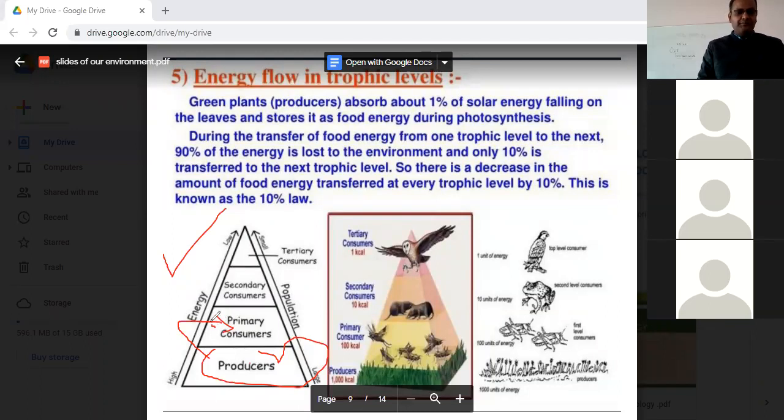And then from the primary consumer, only 10% of it goes to the secondary consumer. And from the secondary consumer, only 10% of it goes to the tertiary consumer. So only 10% of the energy of one trophic level passes to the next trophic level. That means the flow of the energy is unidirectional. Whatever amount of energy is lost at one trophic level won't be reverted back.